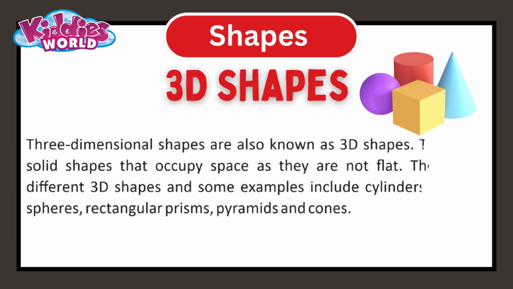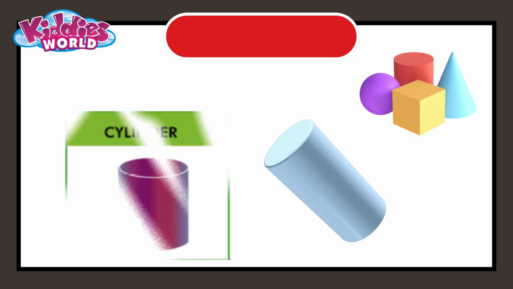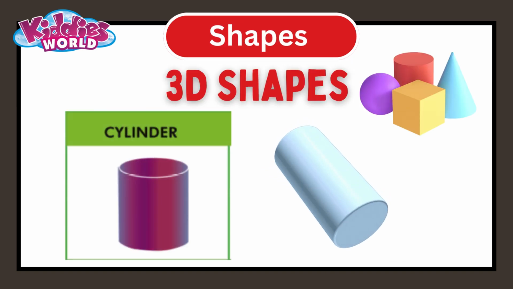These are also called three-dimensional shapes because they have length, width, and height. That means they are solid shapes that take up space. Here are some examples of 3D shapes. A cylinder looks like a can of soda.